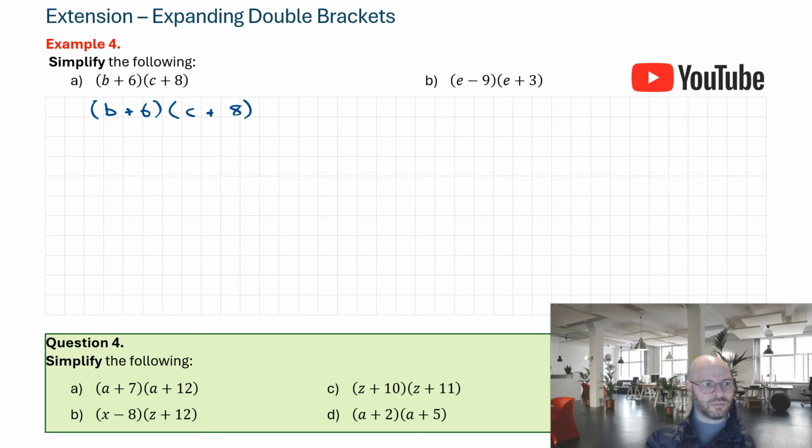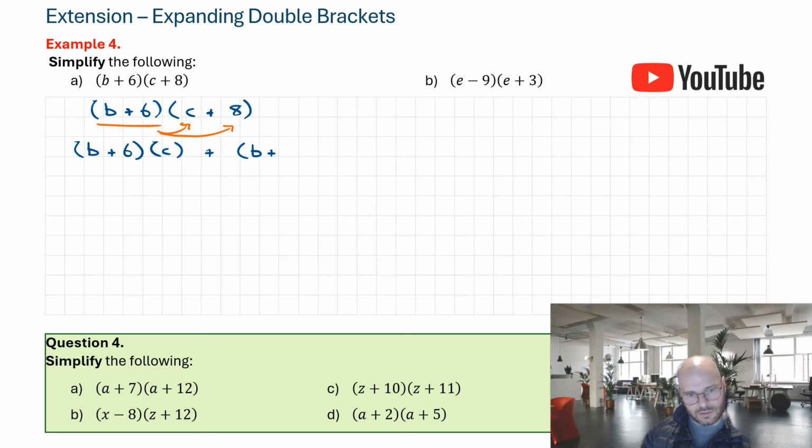Start off by writing out my expression, then I'm going to identify my product b plus 6. Now the b plus 6 is going to imprint on both c and 8. So writing this out, I'm going to get a product of b plus 6 on c, and then I'm going to get b plus 6 on 8. Next step, I'm going to switch the brackets around. Remember, in multiplication, order does not matter.